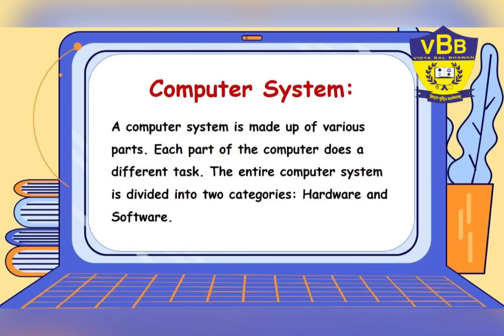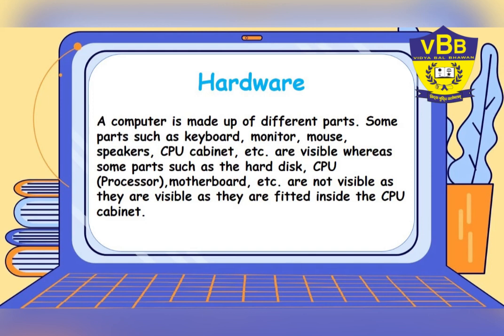So class, as we read previously, our computer system is made up of different parts, and these parts are divided into two categories. First one is hardware and second one is software. Hardware is further divided into different parts, such as keyboard, mouse, monitor, speaker, CPU cabinet. These are the visible parts of our hardware. There are some parts such as CPU processor, hard disk and motherboard. These are not visible as they are fitted inside the CPU cabinet.